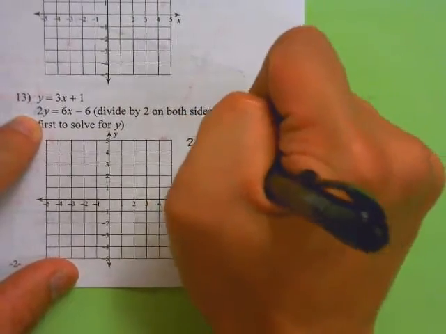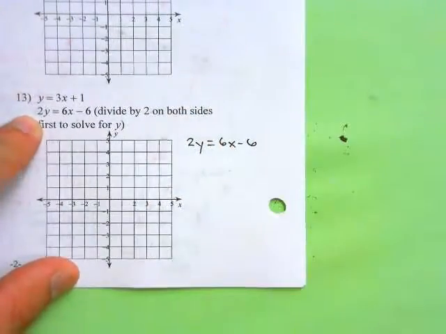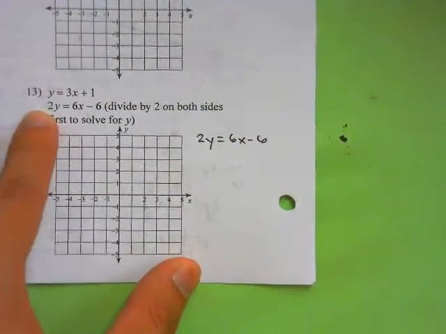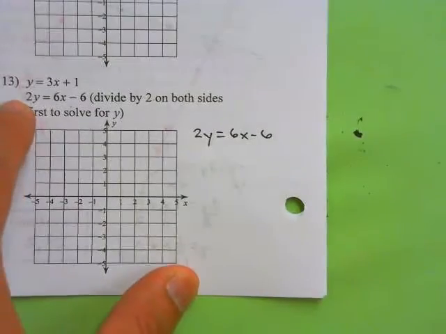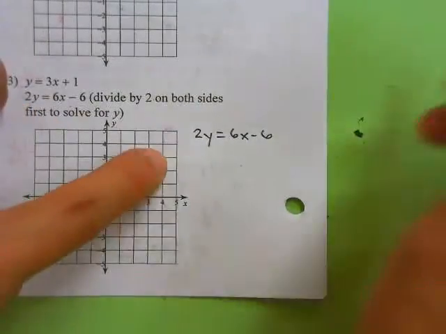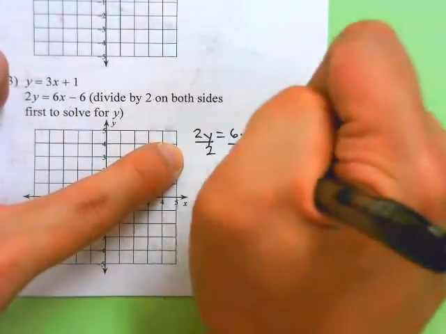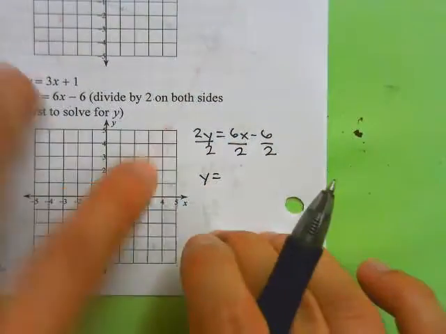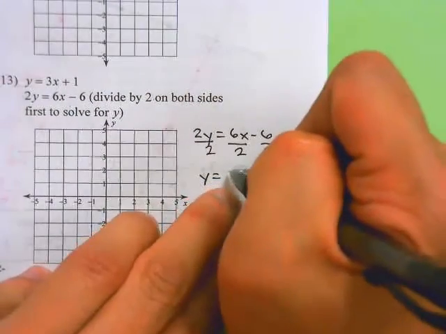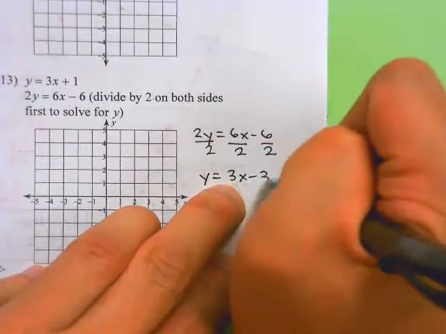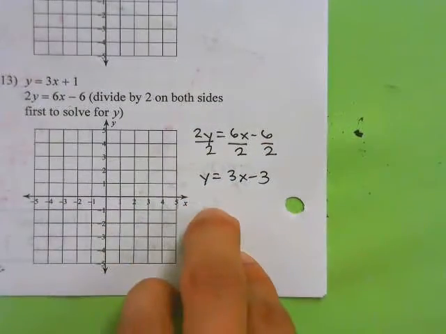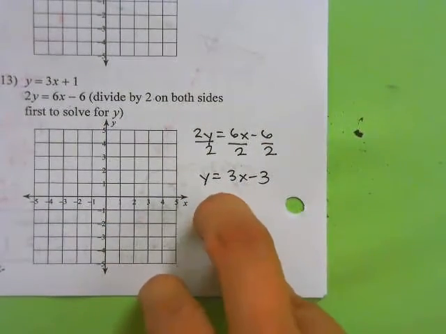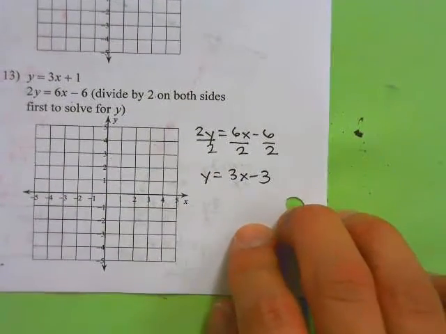So 2y is equal to 6x minus 6. Actually, we only have to do one more step, and I already said it. What are you going to divide both sides by? 2. So divide by 2, divide by 2, divide by 2. 6 divided by 2 is 3x, and then minus 3. Okay, so like I said, you will graph this, I will not graph this. Okay, so y equals 3x minus 3.